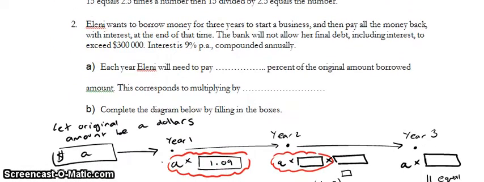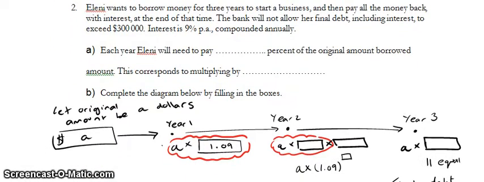And we're going to highlight some important information here. So Eleni wants to borrow money for 3 years, so 3 years is important. And then pay all the money back with interest. Okay, with interest is important. The bank will not allow her final debt, including interest, to exceed 30,000. Okay, and interest is 9% per annum, which is per year. And then again, this is important, isn't it? It's compounded. It tells us it's compound interest, not simple interest.